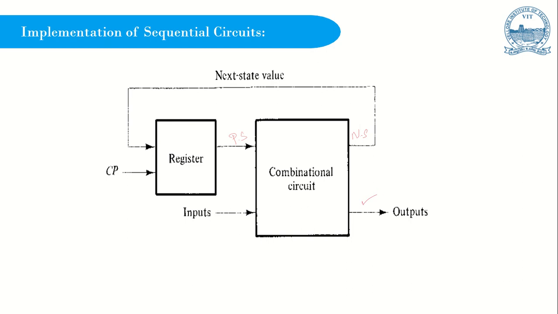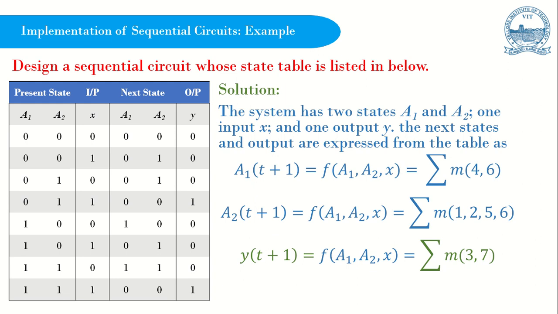So let us discuss the same thing using an example. The problem here is I need to design a sequential circuit whose state table is listed below. The state table gives the present state, input, next state, and output, with two present state variables, one input and one output. The present states are A1 and A2, the input is X, and the output is Y.